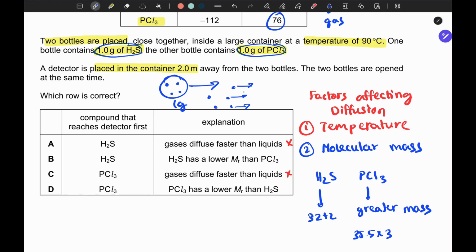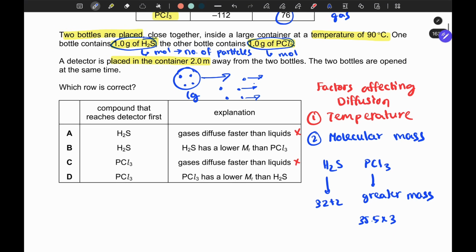One particle's mass will only affect that particle itself. Over here, 1 gram would simply affect the moles of each particle present, and moles would in turn affect number of particles, which is again not relevant for diffusion. So in this case, since PCl3 has the greater mass, it will diffuse slower, and since it's diffusing slower, that indicates that it will reach the detector later.